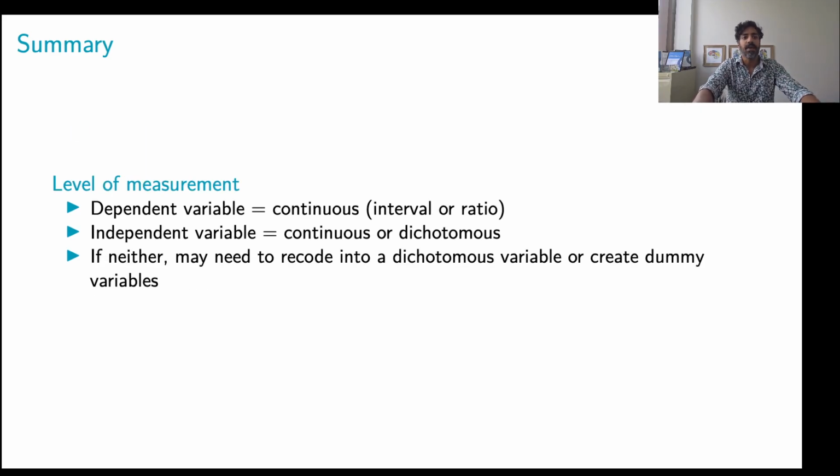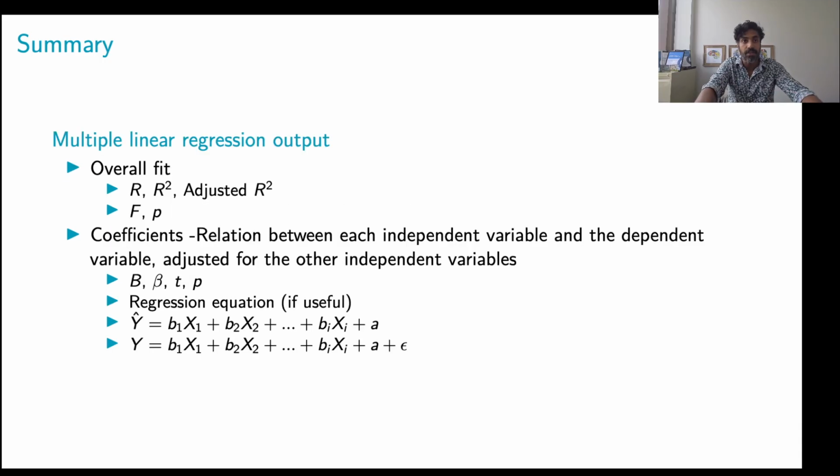For level of measurement, the dependent variable has to be continuous, interval or ratio. The independent variable can be continuous or dichotomous, and we saw examples of that. If neither, you may need to recode into a dichotomous variable or create dummy variables.